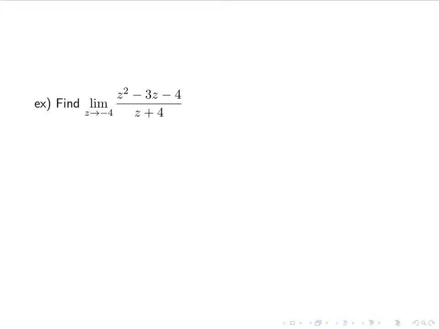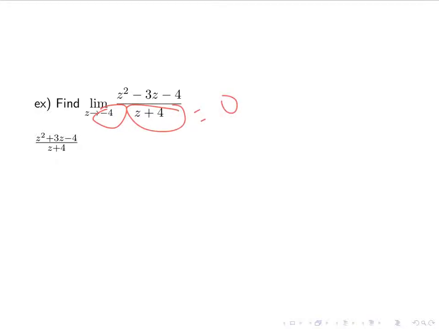So let's try another one. Let's find the limit as z goes to negative 4 of z squared minus 3z minus 4 over z plus 4. Again, we have a rational polynomial. My function is undefined at this point. It makes this guy 0.